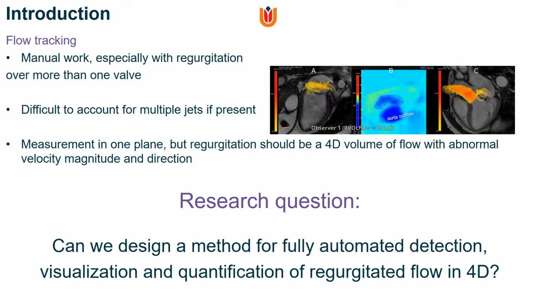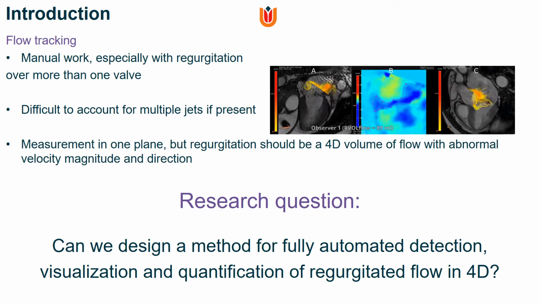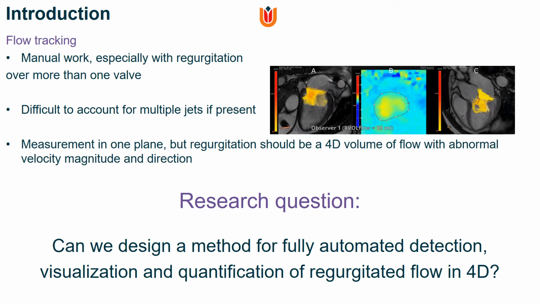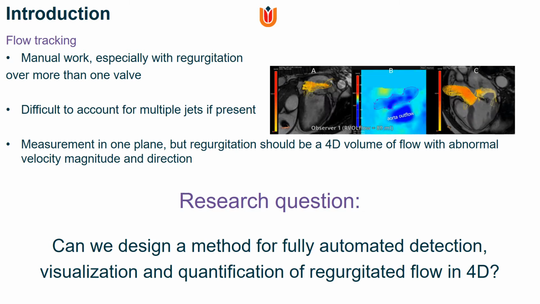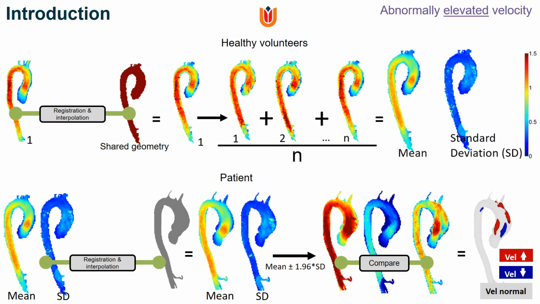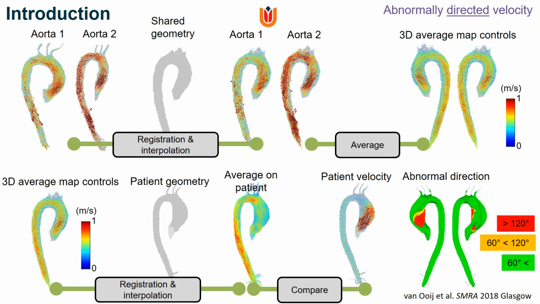So the research question is whether we can design a method for fully automated detection, visualization, and quantification of regurgitated flow in 4D using 4D flow MRI. I've been working for a good deal of my career on cohort averaging of volumetric data using registration and interpolation techniques for the detection of abnormal velocity magnitude. I recently extended this framework for the detection of abnormal velocity direction as well.